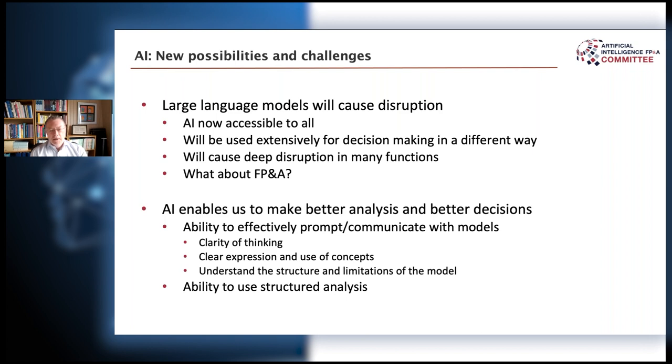It takes clarity of thinking. We have to be able to think critically and think clearly. We have to be able to articulate ourselves clearly, and we have to be able to precisely and accurately understand the concepts we use. And in the context of AI, it's going to be very important also to understand when we have a different understanding of a concept from the AI. We have to be able to identify that, and we have to understand the structure of the model, how it works, and its limitations.